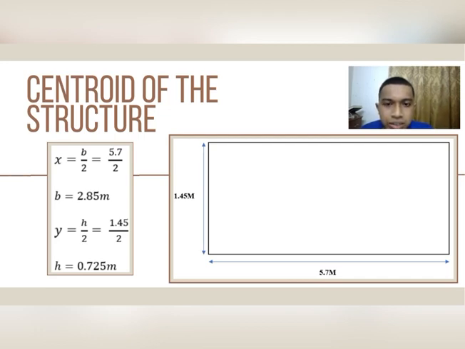Next point is centroid of the structure. As you can see, the width of the gate is 5.7 meter and the height is 1.45 meter. So we can use the formula below. X equals B over 2 equals 5.7 over 2. So we can get the answer 2.85 meter for the X, and Y equals H over 2 equals 1.45 over 2. So we can get the answer 0.725 meter.